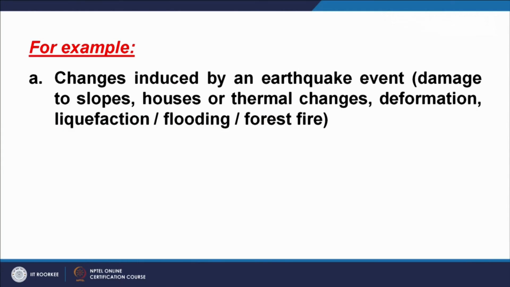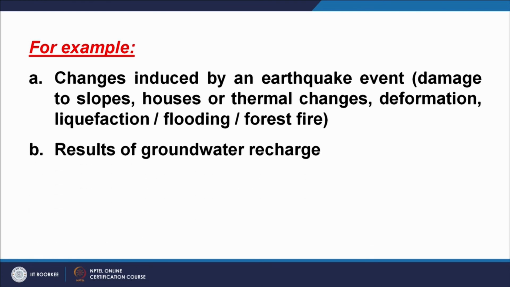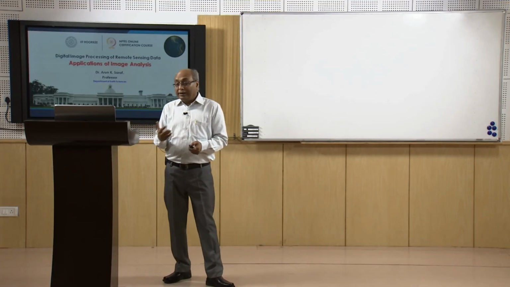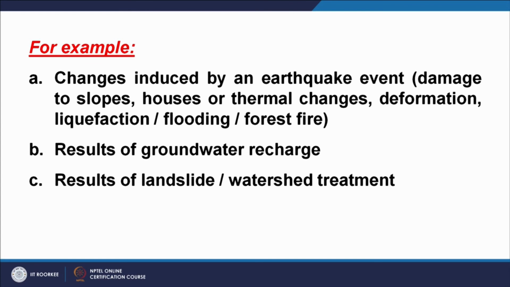I have given the examples of earthquakes, so I am not going to repeat. Change detection may be for flooding, or forest fire and so on. Results of groundwater recharge, landslides, or watershed treatments: some treatments are done to maintain the watershed so that deterioration and soil erosion don't happen. If those are involved, then you can assess unbiasedly what changes the measures have brought in an area. So that also can be employed.